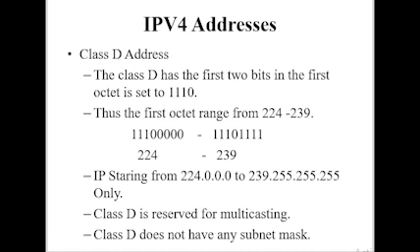Class D address. In Class D, the first four bits of the first octet are set to 1110. The first octet ranges from 224 to 239. The IPs run from 224.0.0.0 to 239.255.255.255 only. Class D addresses are reserved for multicasting. Class D does not have any subnet mask.